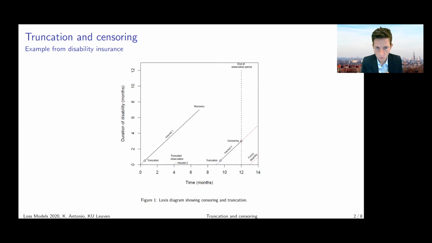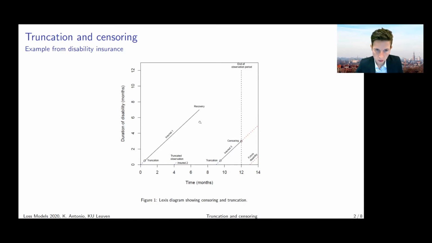So what we see here is that the waiting period is indicated with a dashed line, and that we then let the periods of disability for the insurance policyholder start after this waiting period. And it runs until my policyholder recovers, so is able to get back to work, or dies, or cancels the contract, or if the observation period ends. So if we're at the present moment, then we also see that our observation of this time spent in disability is stopped.